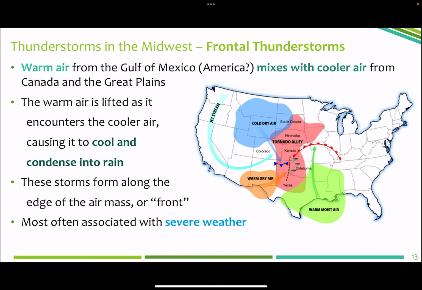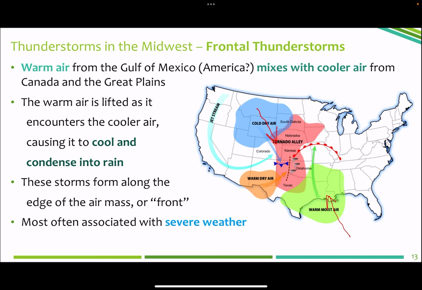A little bit more local to us in the Midwest is thunderstorms. So thunderstorms are a result of two different phenomena depending on the type of thunderstorm that we have. So the first is frontal thunderstorms. Frontal thunderstorms are essentially regional thunderstorms that are the result of warm, moist air coming up from the Gulf of Mexico, or California, whatever you want to call it, warm, moist air coming up from the Gulf of Mexico, and then cool, dry air coming down from Canada.